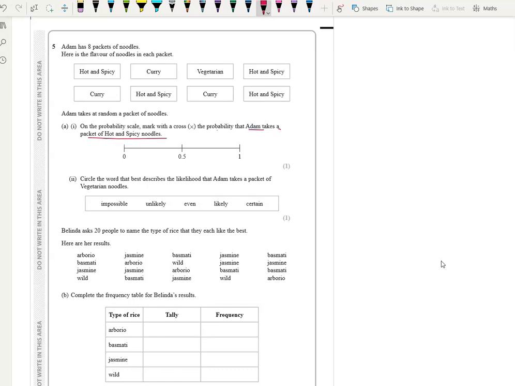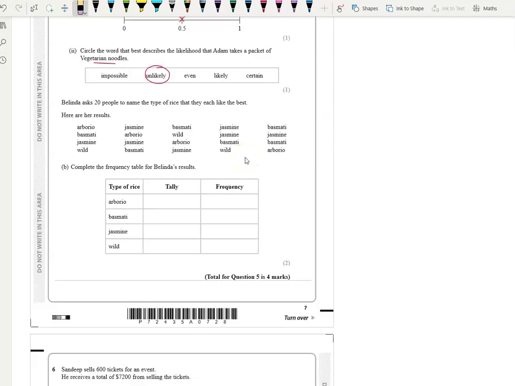hot and spicy noodle. So altogether we have 8 packets. Out of that, hot and spicy is 1, 2, 3 and 4. So the probability is 4 out of 8, which is 50%. That is 0.5. So you can mark here at 0.5 the probability of hot and spicy noodles. Circle the word that best describes the likelihood that Adam takes a packet of veg noodles. Now veg noodles appears only once out of 8, so it is unlikely.